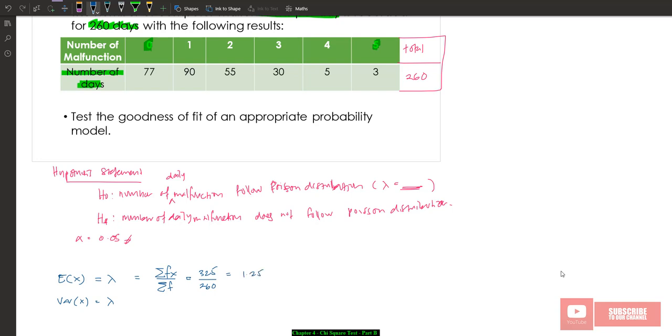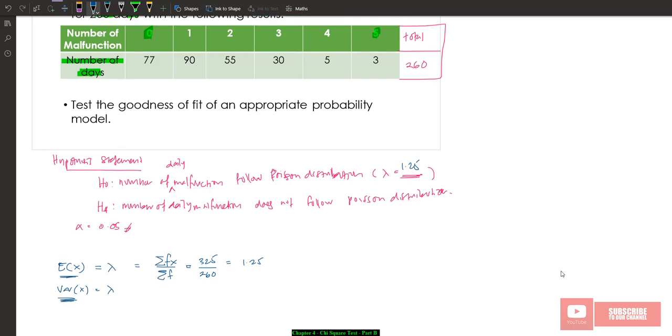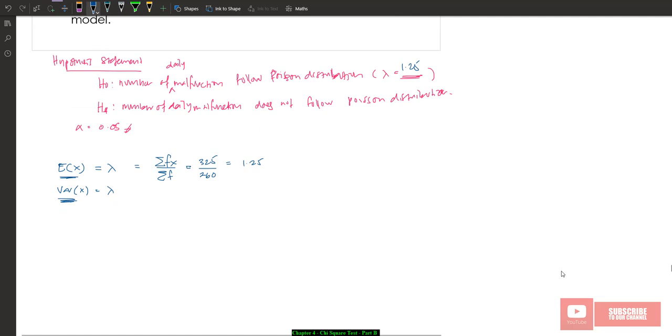So we already know lambda is equal to 1.25. Lambda is actually equal to the mean. If this distribution of data follows a Poisson distribution, the mean value should equal the variance value, right? If you are not sure, you can calculate the value of the variance.